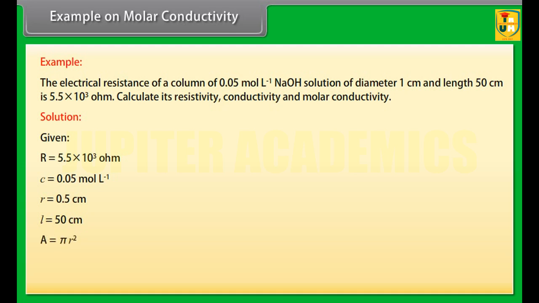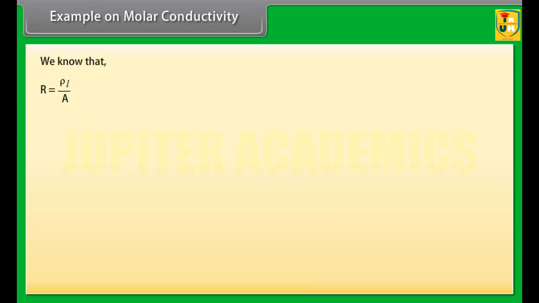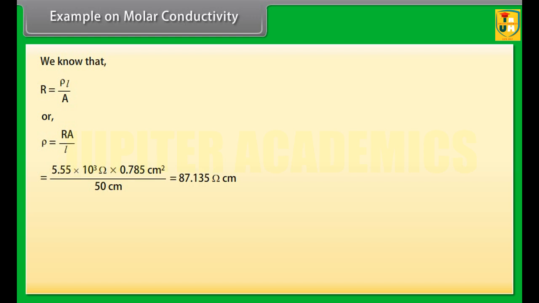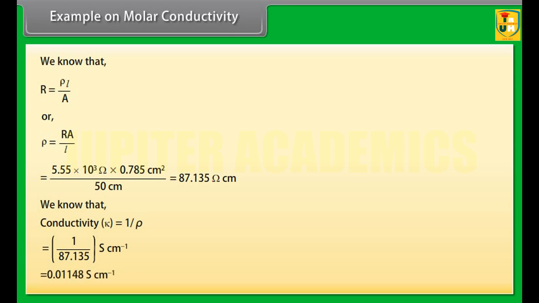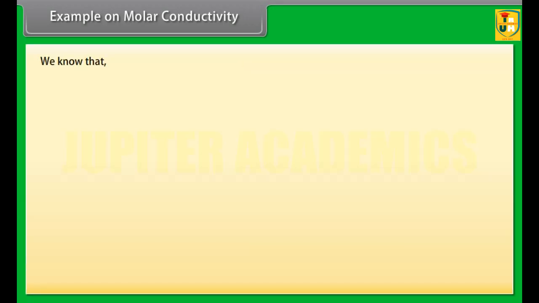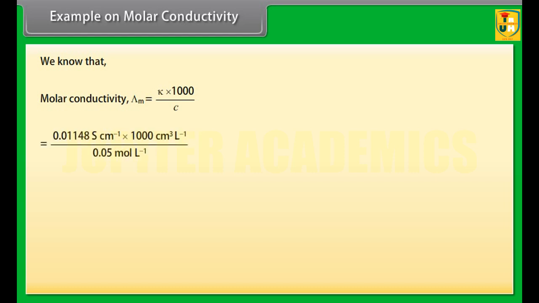We know that area is equal to pi r square. By putting the values, we get area is equal to 0.785 centimeter square. We know that R is equal to rho L upon A. By putting the values, we get resistivity is equal to 87.135 ohm centimeter. We know that conductivity is reciprocal of resistivity. By putting the values, we get conductivity is equal to 0.01148 Siemens centimeter inverse. We know that molar conductivity is equal to kappa multiplied by 1000 divided by C. By putting the values, we get molar conductivity is equal to 229.6 Siemens centimeter square mole inverse.